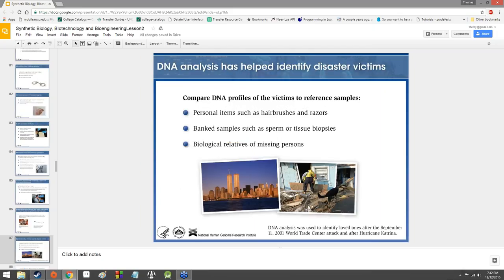DNA analysis has also helped to identify disaster victims. Personal items such as hairbrushes and razors have been able to identify disaster victims, so that at least the people who know can be provided some sort of closure.